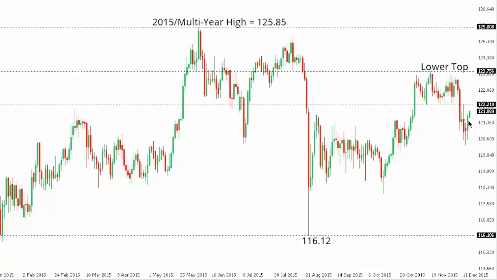Again, while the market holds below 122.20 on a close basis, this leaves open the possibility for deeper setbacks below the current weekly low at 120.34 and down towards the 119 area.